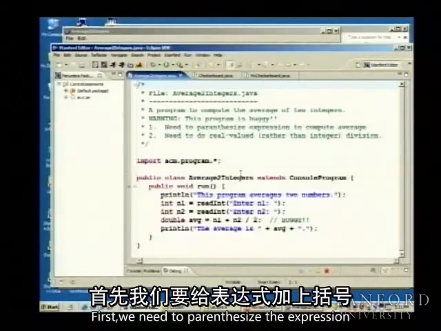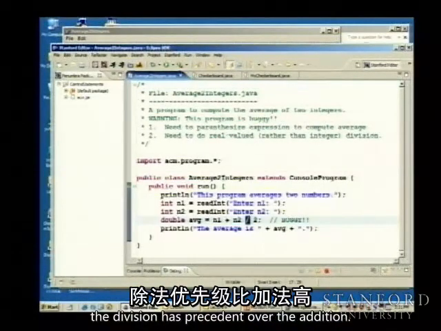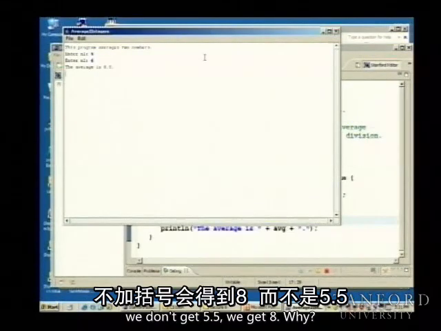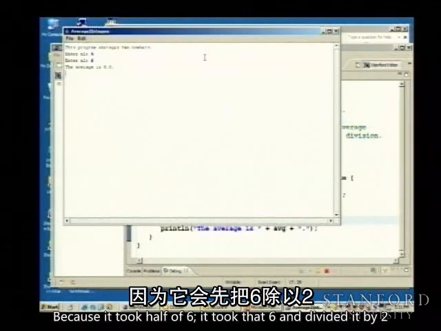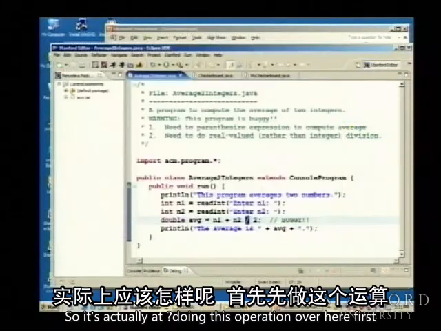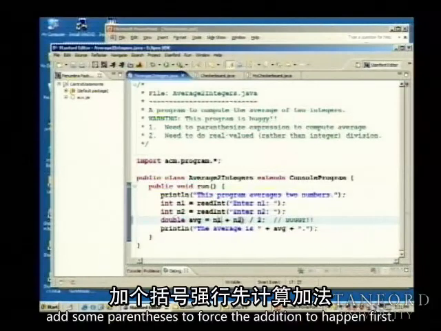First, we need to parenthesize the expression, because in terms of precedence, the division has precedence over the addition. So if we were to take the average of 5 and 6, we don't get 5.5, we get 8. Why? Because it took half of 6. It took that 6 and divided it by 2, and then added it to the 5. So it's actually doing this operation over here first, and we want to say, hey, add some parentheses to force the addition to happen first.